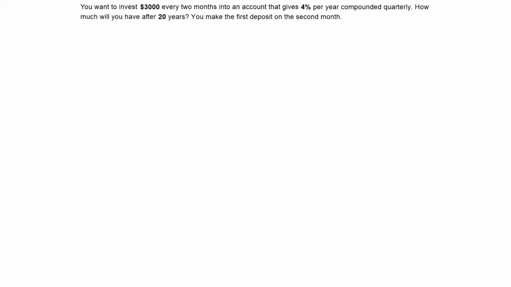Okay, so let's draw our cash flow diagram. I'm going to draw it on a monthly basis. At month 0 we have nothing, and then 2 months later we have our first deposit, and then we wait another 2 months and have our second deposit, and this repeats until month 240. The issue with this problem is that we're depositing every 2 months. However, our interest rate is compounded quarterly, so there's an imbalance between our interest rate and our cash flow diagram. So that leads us to calculate the effective interest rate on a 2-month basis.